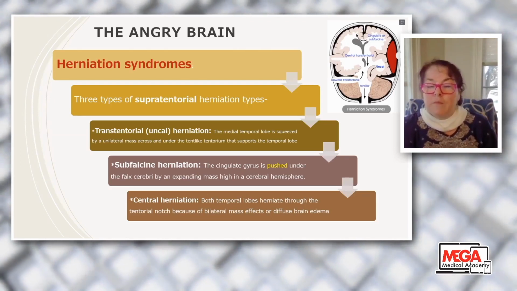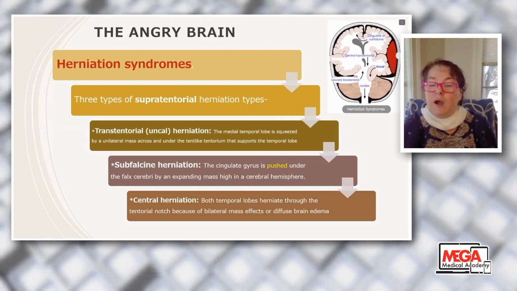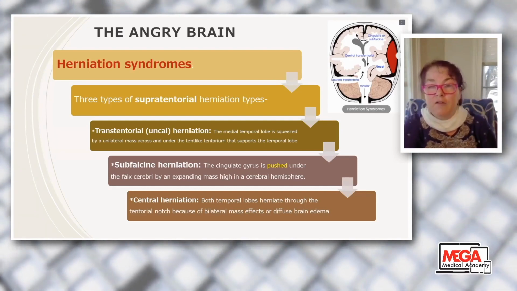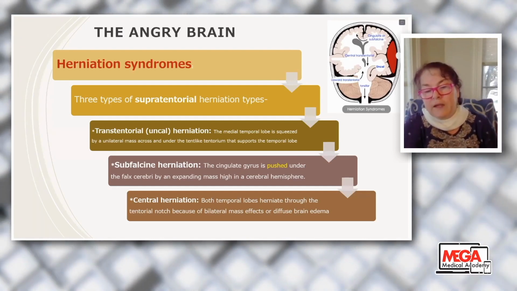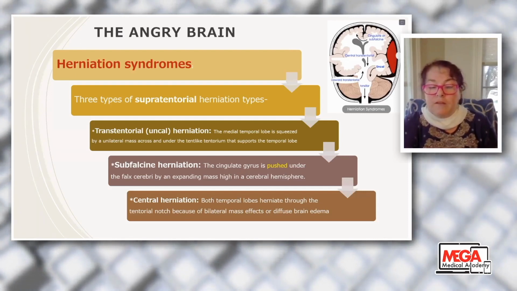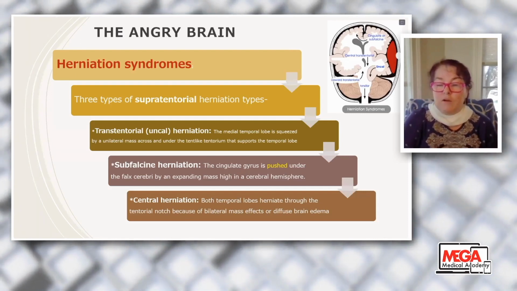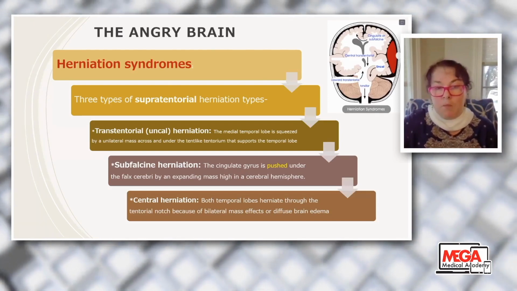In the subfalcine herniation, the cingulate gyrus is pushed under the falx cerebri by an expanding mass that's high in the cerebral hemisphere. And then you can also have central herniation. Both temporal lobes herniate through the tentorial notch because of bilateral mass effect or some sort of diffuse edema of the brain. These are all bad. These are all emergencies.